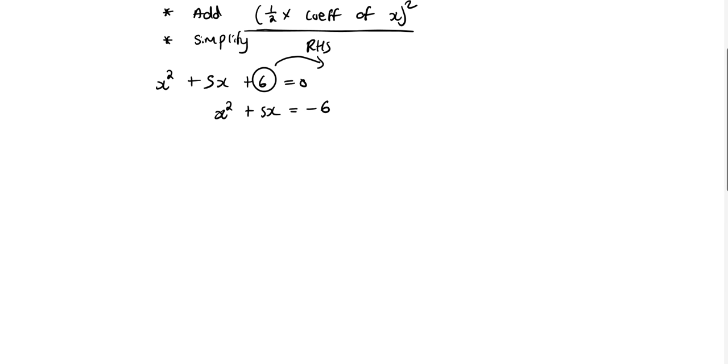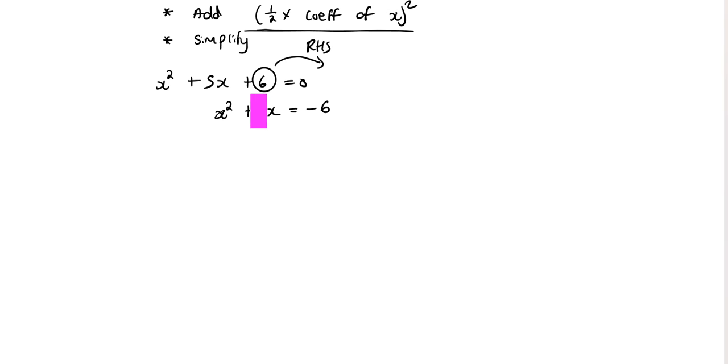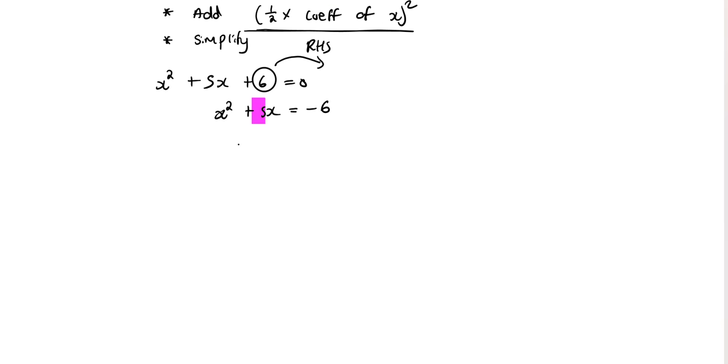So the first thing to do here is to ask yourself, what is the coefficient of x? In this case, it's 5, right? The number that stands before x is what we call a coefficient. So meaning I have to add half times 5 to both sides, right? So you have to add half times 5 to both sides.